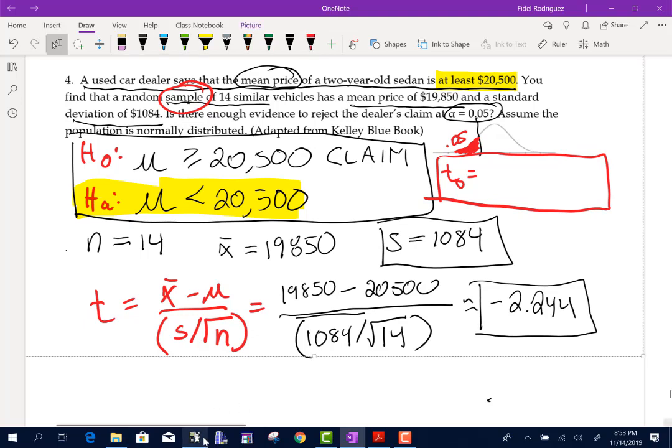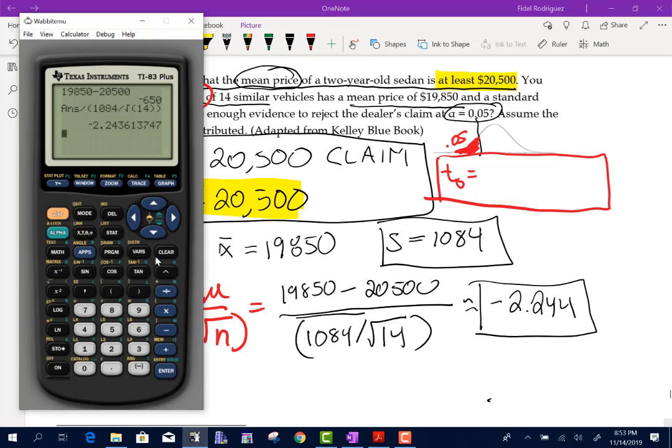I'm going to come back to my calculator, okay? I'm going to turn it on. I'm going to clear everything out. On your calculator, guys, you're going to go second vars, and you're going to go down to inverse t, okay? On my calculator, I got to do my inverse t function, okay? What did we say the area to the left was?